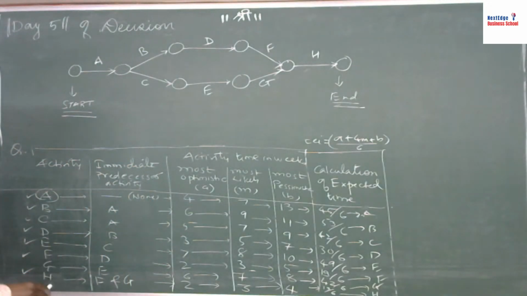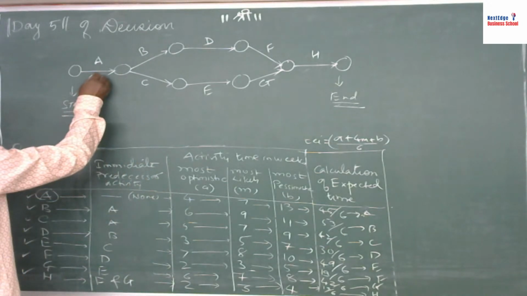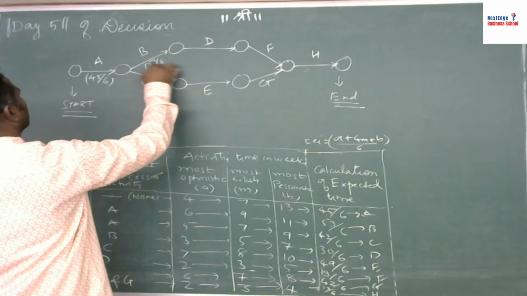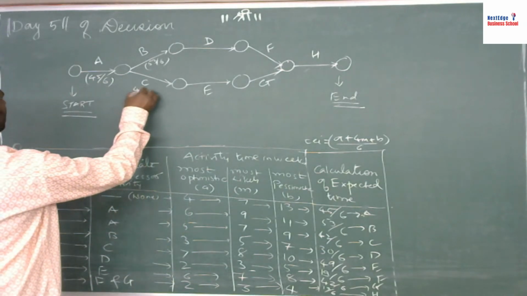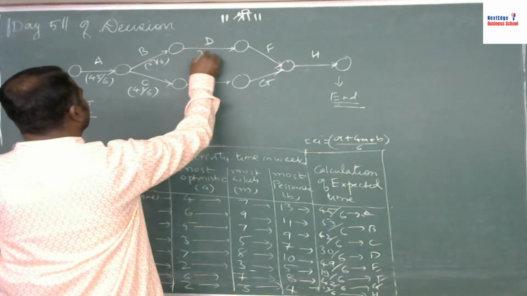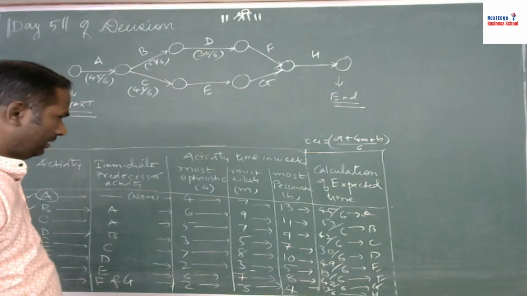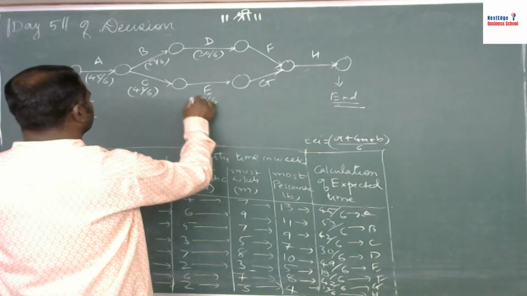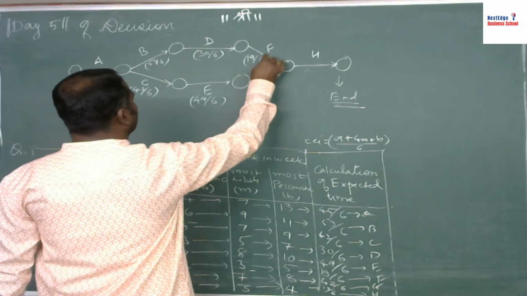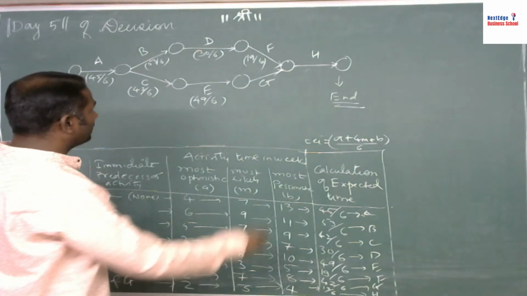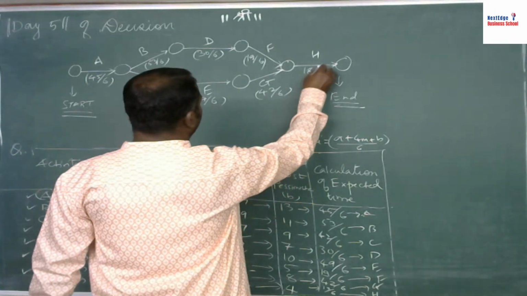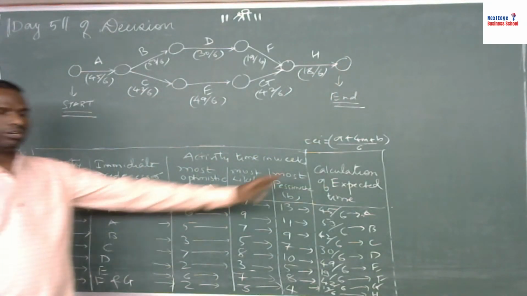So now we can write the expected time for the activities. For A it is 45/6, for B it is 53/6, for C it is 42/6, for D it is 30/6, for E it is 49/6, for F it is 19/6, for G it is 42/6, and for H it is 18/6. So here we have written the expected time on the given network diagram, right?